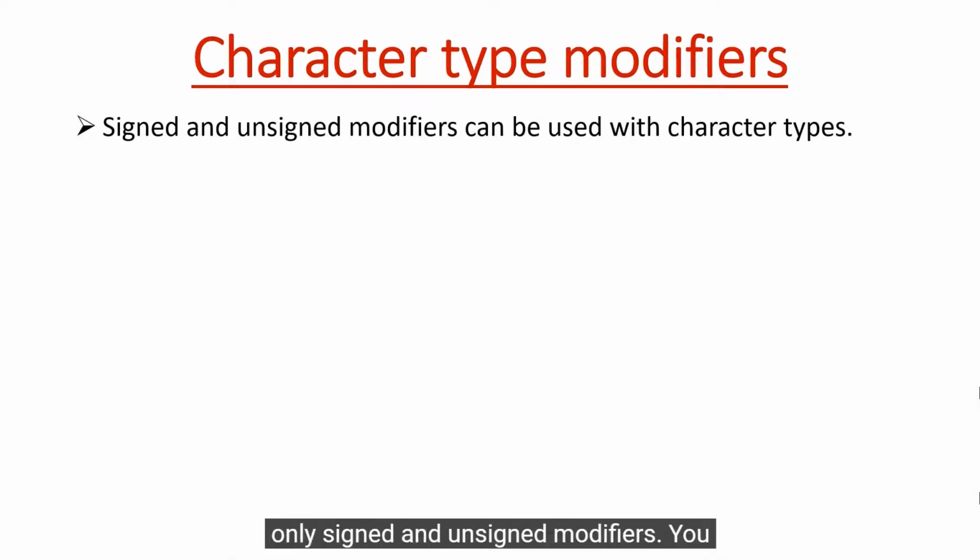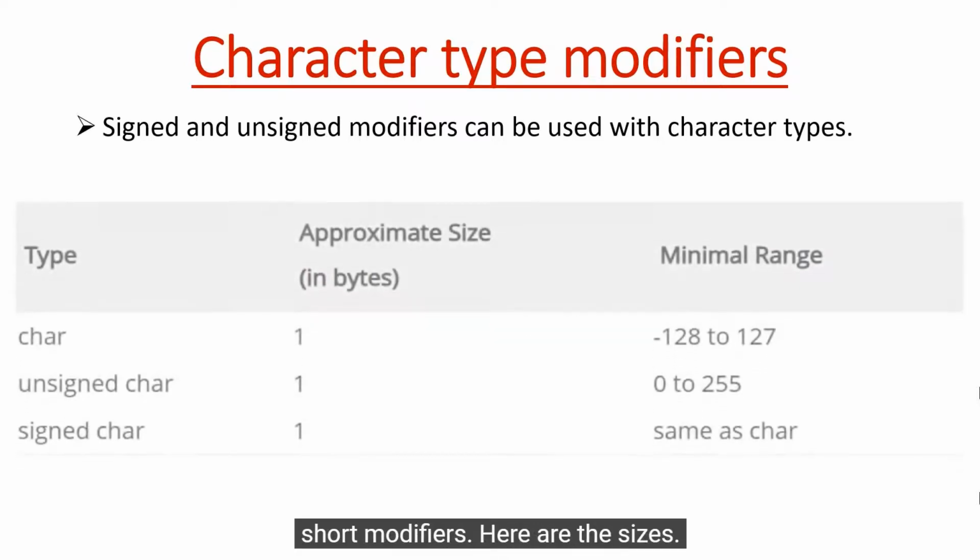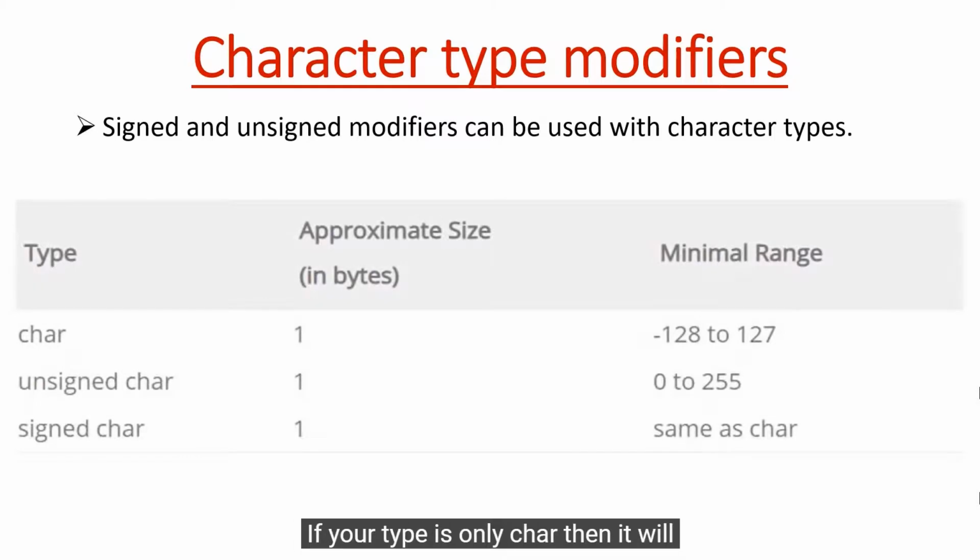Then again we have character type modifiers. Here you can use only the signed and unsigned modifiers. You cannot use long and short modifiers. Here are the sizes. If your type is only char, then it will reserve 1 byte of memory, and the range will be -128 to 127.